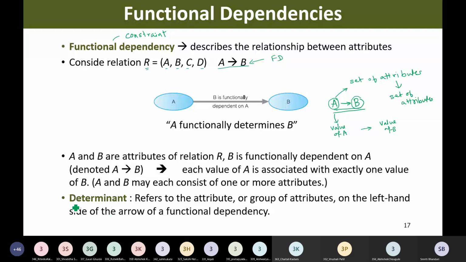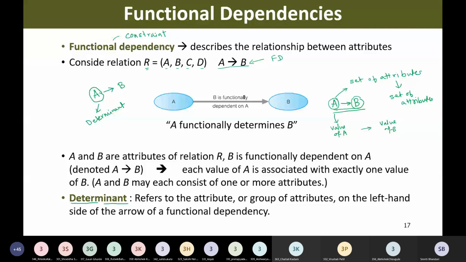Now, one more term that I would like to mention here is the attributes on the left hand side of the functional dependency. So if I am having a functional dependency A determines B, then A is my determinant. Whatever is there towards the left hand side of the arrow is called a determinant.